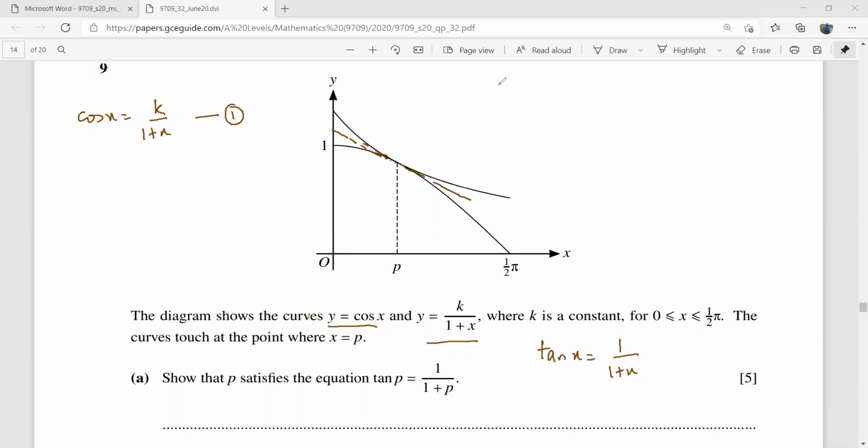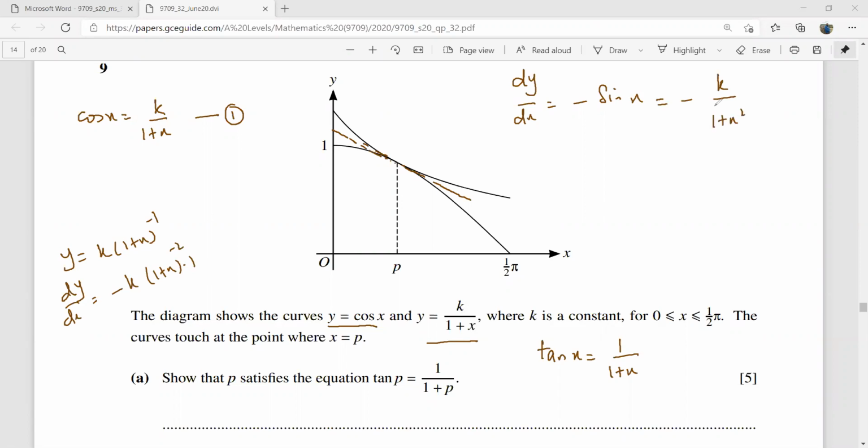So from the first equation, you have dy by dx that is equal to minus sine x. And you can put that equal to the derivative of the second equation. This is basically y is equal to k into 1 plus x to the power minus 1. When you differentiate it, you must get minus k into 1 plus x to the power minus 2 times 1. So this is going to be minus k over 1 plus x square. You cancel the minus with the minus. So we have equation here. This is going to be sine x equals.